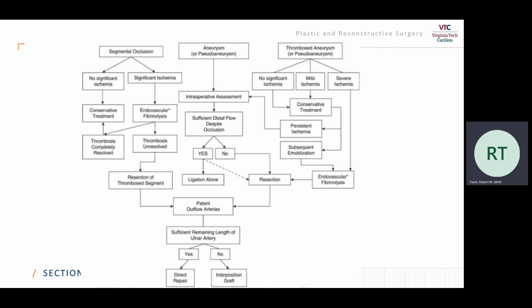This is a suggested treatment algorithm for the management of Hypothenar hammer syndrome. So these patients have segmental occlusion with ischemia. You'll proceed with fibrinolysis. Typically, this is only indicated for acute onset digital ischemia. If there's an aneurysm with sufficient distal flow, you can just ligate it alone. Otherwise, you'll have to resect that area. You can repair that either directly or with an interpositional graft. And if these patients have a thrombosed aneurysm, you can treat that with embolization and then resection as well.